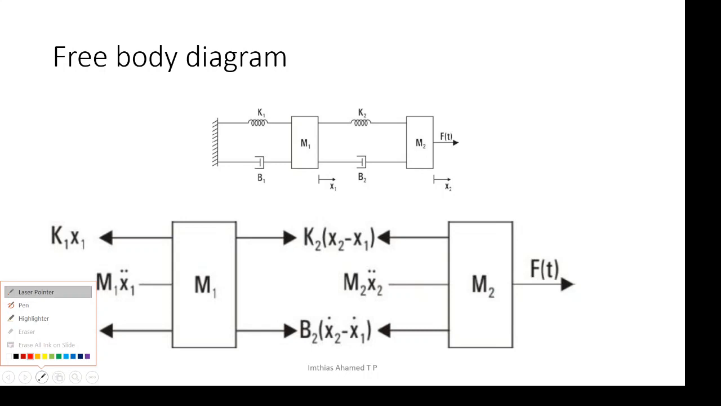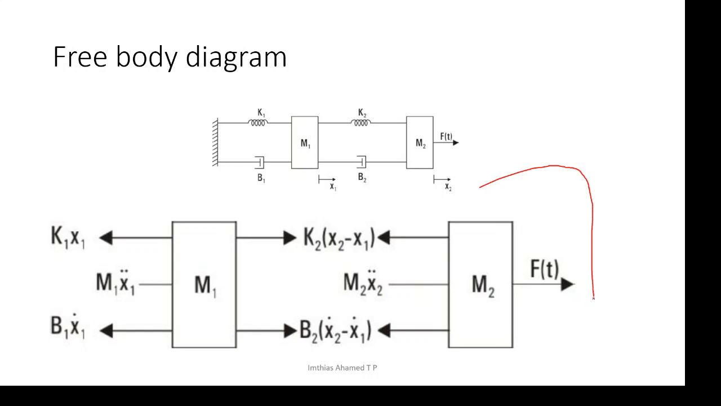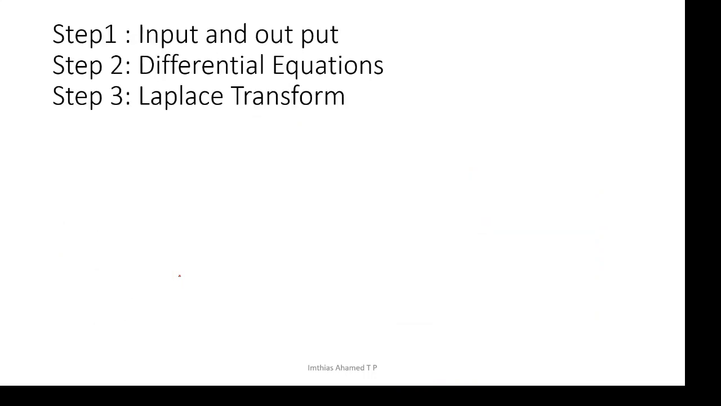So I'll get one equation for this mass, which is F is equal to m2 x2 double dot plus k2 (x2 minus x1) plus b2 into (x2 dot minus x1 dot). Similarly, I'll get one equation for mass m1. Let us go to the next slide.